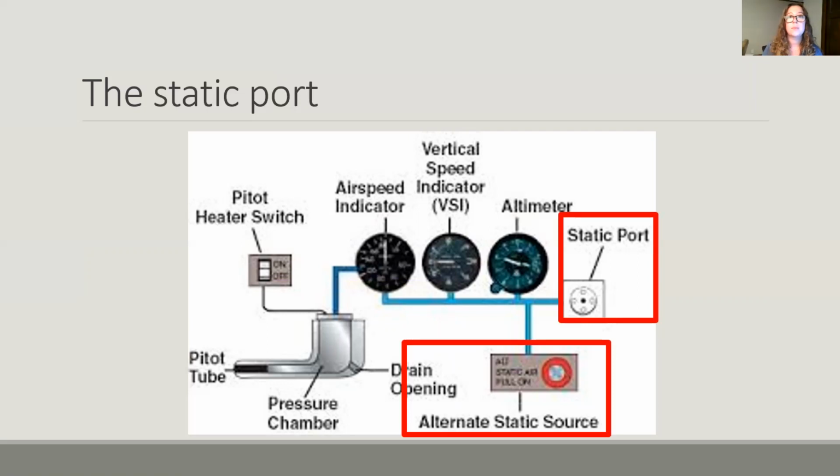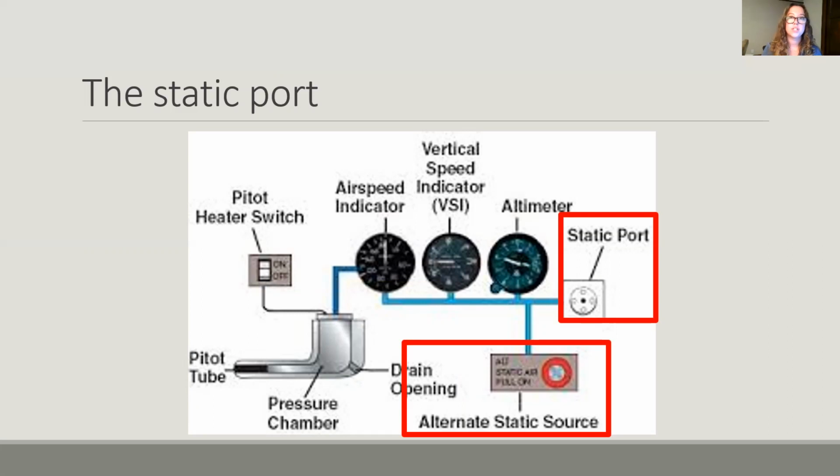What's really important about the placement of the static port is that it is perpendicular to the flow of air around the airplane so that it doesn't inadvertently read any ram air pressure or any other air pressure around the airplane that could affect its readings.